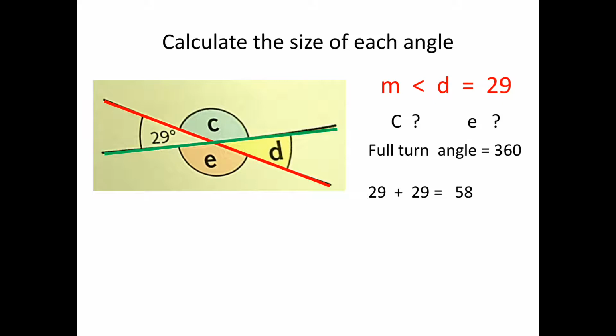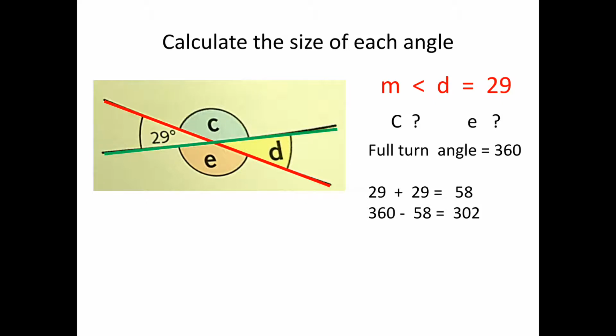So to get the missing angles, C and E, I will make the total 360 minus all of what I have, minus the 58. It will give me 302. This 302 is for two angles, for C and E together. But take care of something, C and E are equal. Why? Because they are vertically opposite angles.